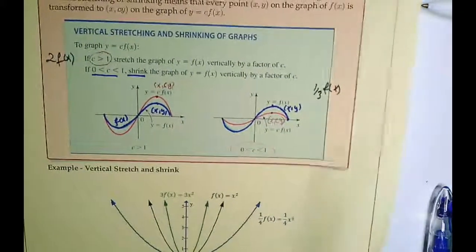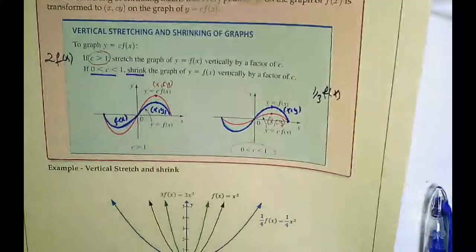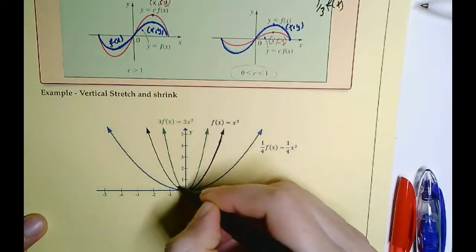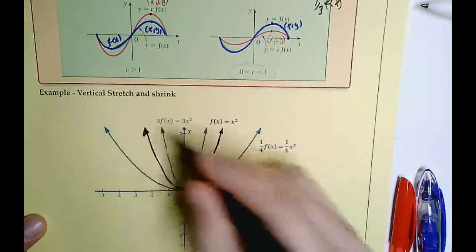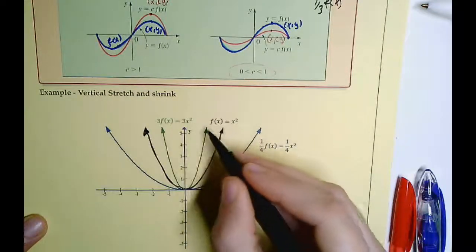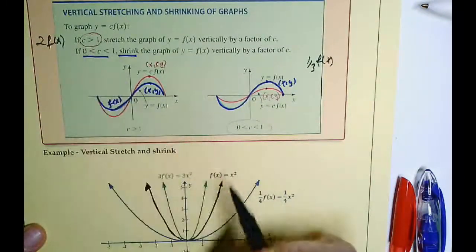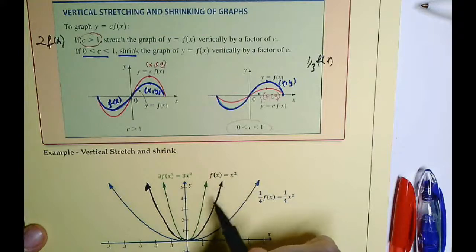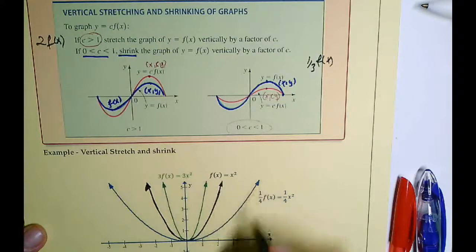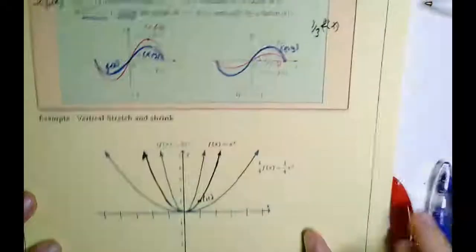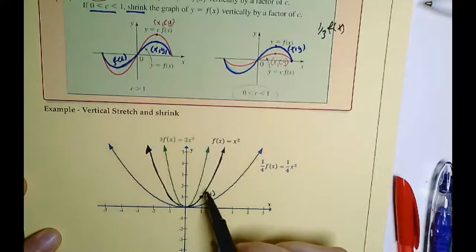So let's look at an example. If I have, again, f of x equals x squared, and I want 3x squared, I'm in the case where c is greater than 1. So what's going to happen? We're going to have a vertical stretch. So let's follow a point. Let's take the point 1, 1 right here, 1, 1 on the x squared. Where is that point going to go?